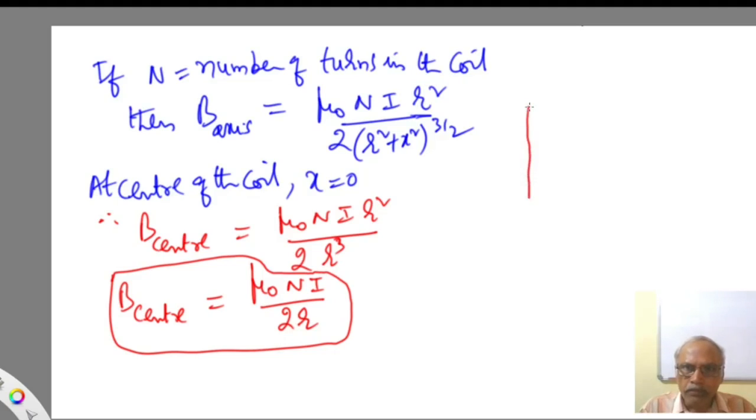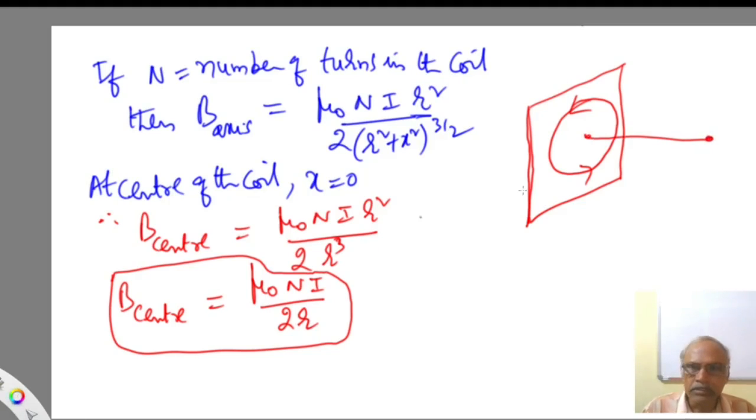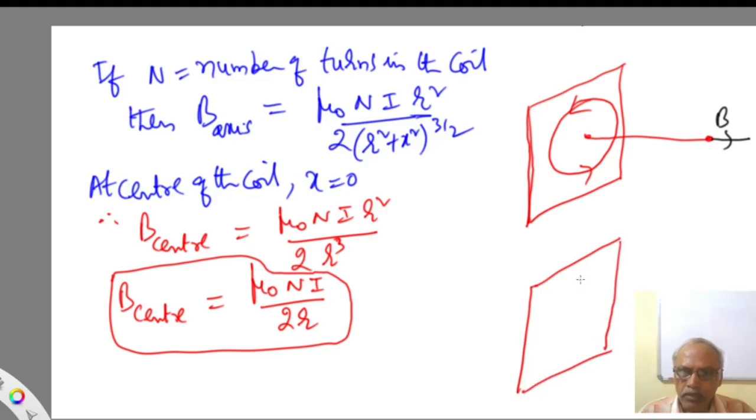And also here, see, if the current in the loop is going like this in this plane surface, here the magnetic field B is along this side. If the current is in the opposite direction, if the current in the loop is going in this direction, now the magnetic field on the axis is in this direction.